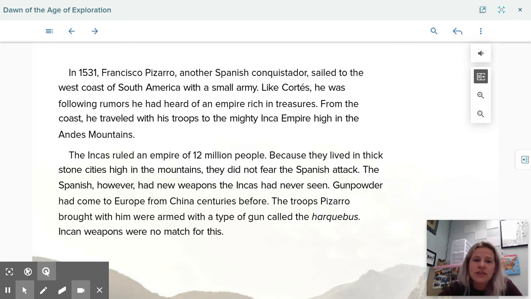Because they lived in thick stone cities high in the mountains, they did not fear the Spanish attack. The Spanish, however, had new weapons the Incas had never seen. Gunpowder had come to Europe from China centuries before. The troops Pizarro brought with him were armed with a type of gun called the harquebus. Incan weapons were no match for this. So even though they were high up in the mountains and they had kind of an advantage, the Spanish army had guns, which were no match for, let's say, bows and arrows.